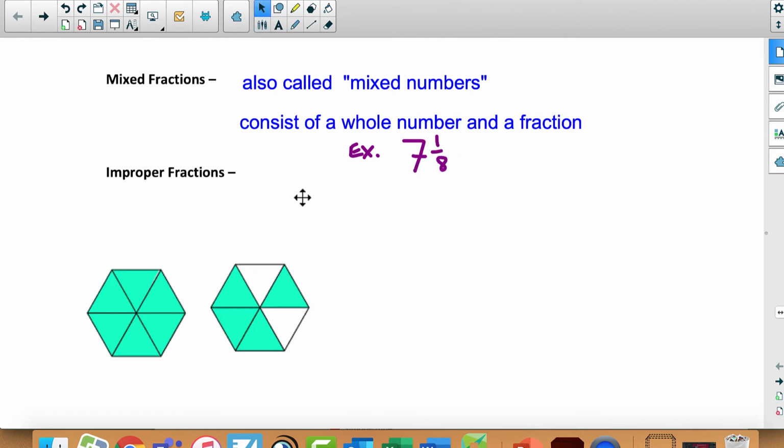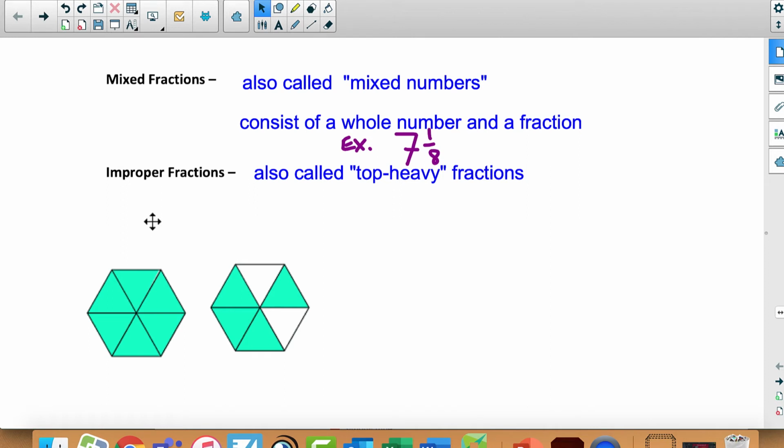And then there's improper fractions. Improper fractions are also called top-heavy fractions. At least some kid once told me that, and I love it. Top-heavy is such a good name. The reason I don't like improper is because improper makes it sound like there's something wrong with it. There's nothing wrong with an improper fraction.